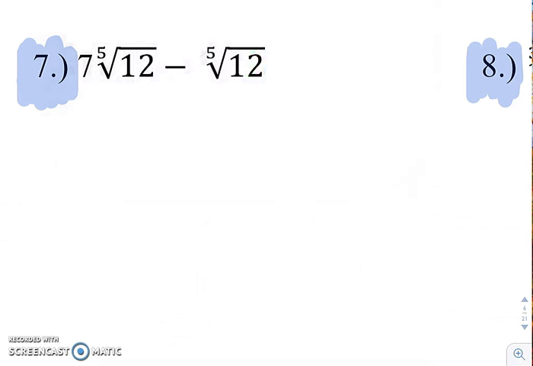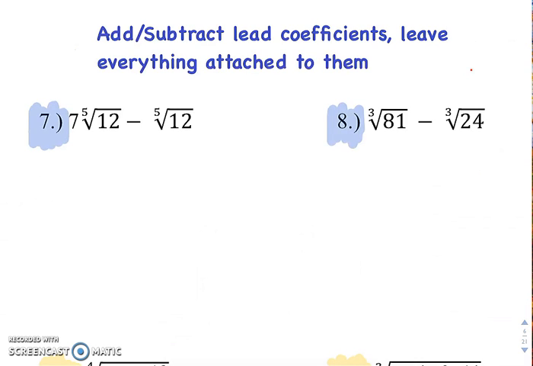So if you're looking at this, what we need to pay attention to is what's attached to the lead coefficient. So just like when you guys have 3xy plus 2xy, you're not going to add the x and the y, or the x and the x and the y and the y. You're just going to say how many xy's do you have. So you would have 3 xy's plus 2 xy's, so you'd have a total of 5. The same thing goes for these. They look a little weird, but you're only concerned about how many of whatever you're working with you have.